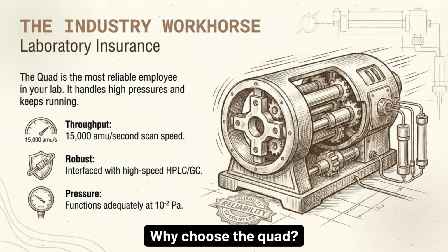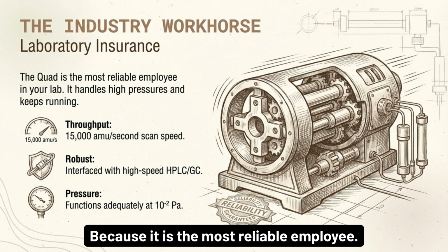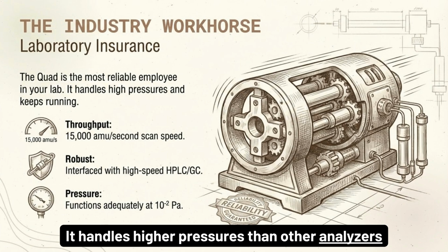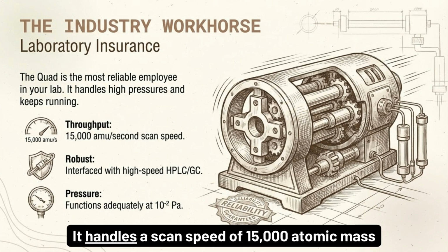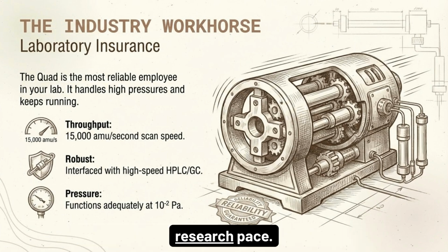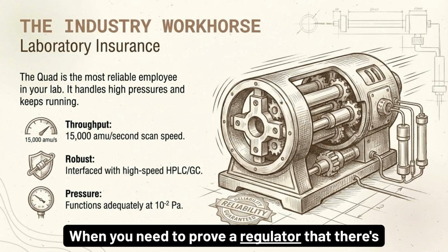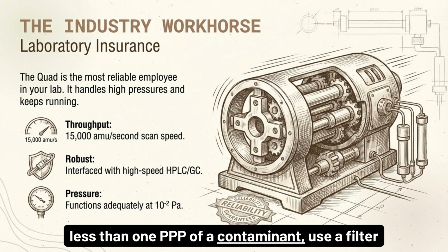Why choose the quad? Because it is the most reliable employee. It handles higher pressures than other analyzers and is robust. Because it's compact, it's perfect for chromatography. It handles a scan speed of 15,000 atomic mass units per second, meaning it never slows your research pace. When you need to prove to a regulator that there's less than 1 ppb of a contaminant, use a filter you can trust.